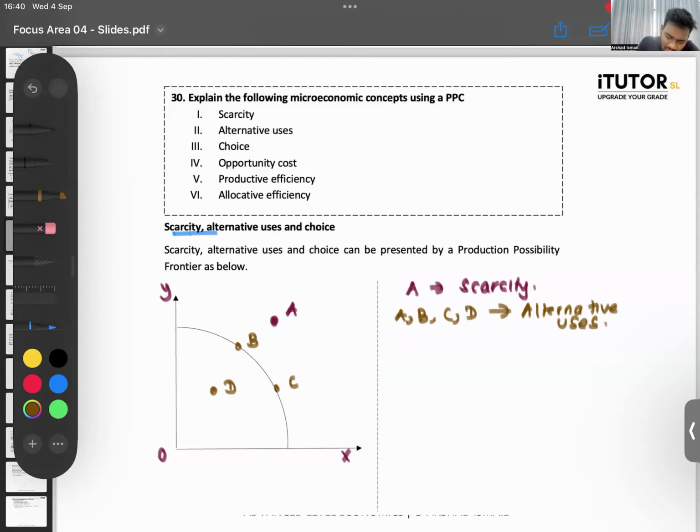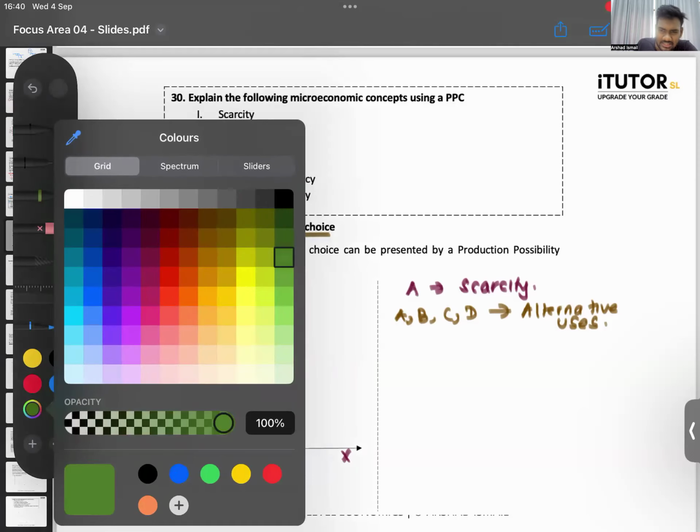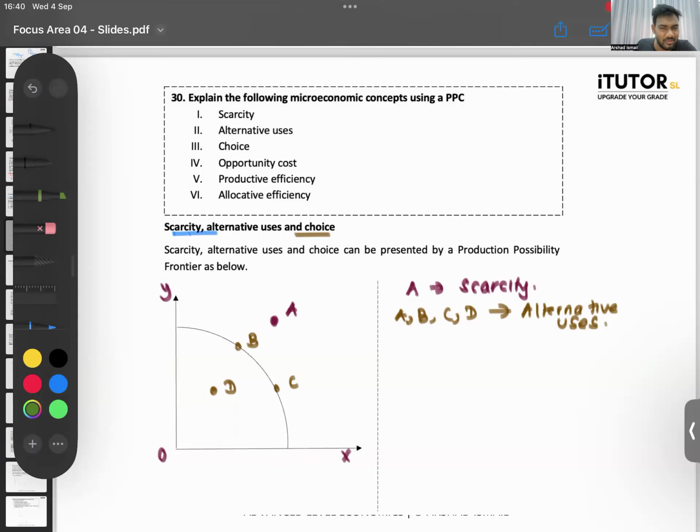Then how do we show choice on a PPC? Now, from these alternative uses, which one do you think you would make a choice between? So realistically, you can produce at B, C, and D. But if you look further, which one do you think is a better one to do? From B, C, and D, two points are better. So you can state B and C as choice. Now remember this. In your exam, if they ask you to show choice, you can't just mark B and C.